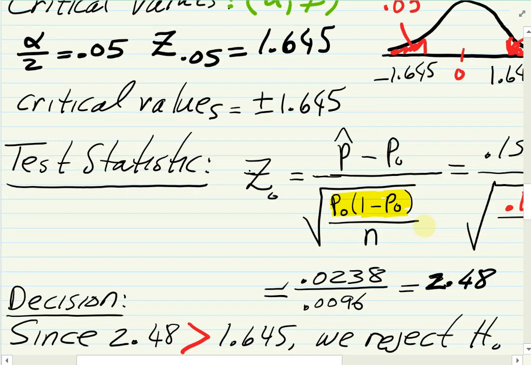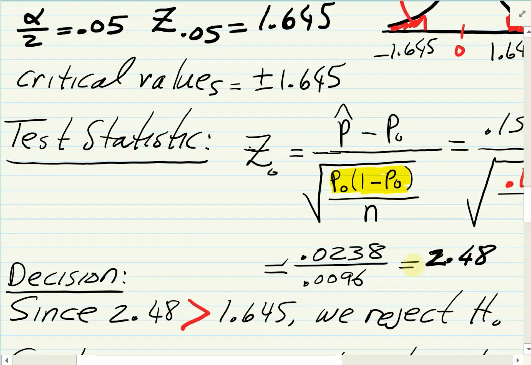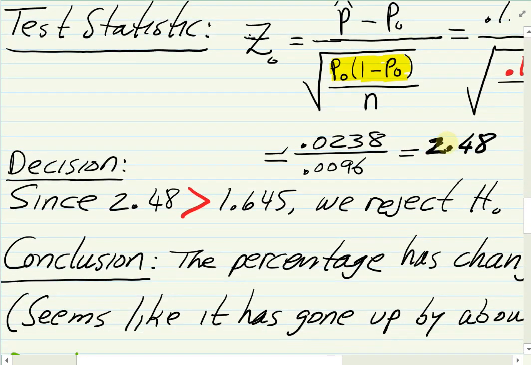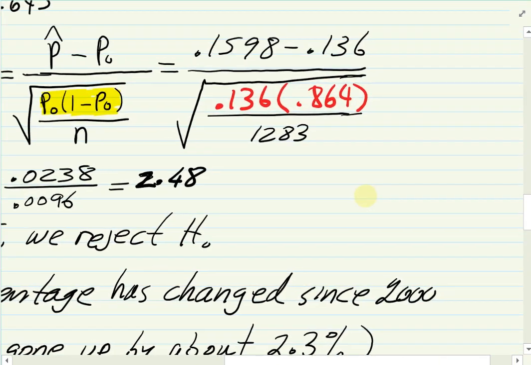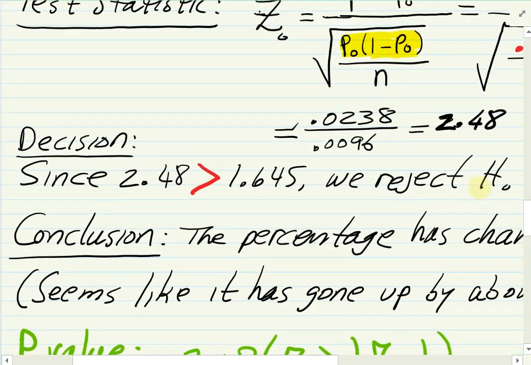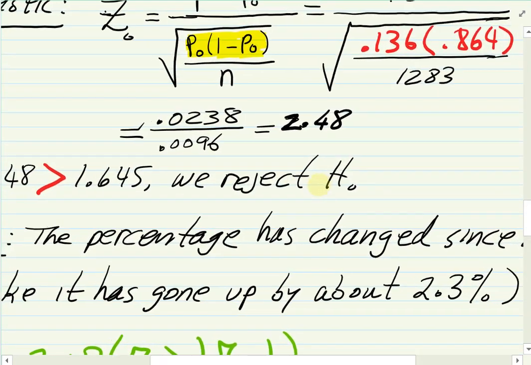Remember, the null said there's no change in the percentage since year 2000. So our conclusion is that yes, that percentage has changed. So there I have the conclusion. The percentage has changed since year 2000. Okay. Seems like it's gone up by about 2.3 percentage points.